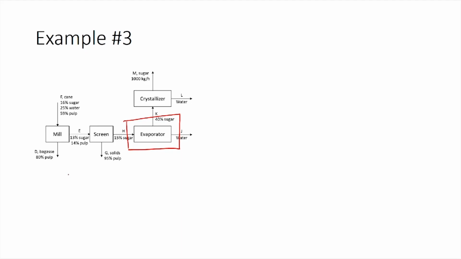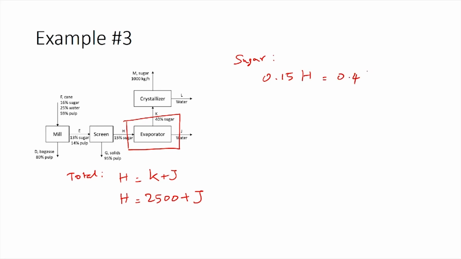So, as we did there, we will start with the total balance for the evaporator system as H equals K plus J, and we know the value of K to be 2500. So, this is H equals 2500 plus J. So, now we can write a component balance. So, here we can again write a sugar balance. So, the sugar balance would be 0.15 times H equals 0.4 times K.